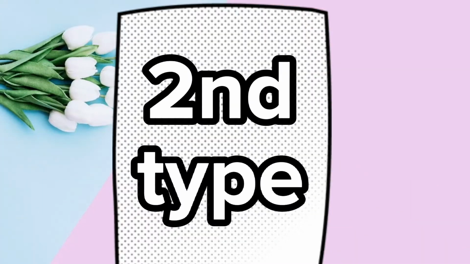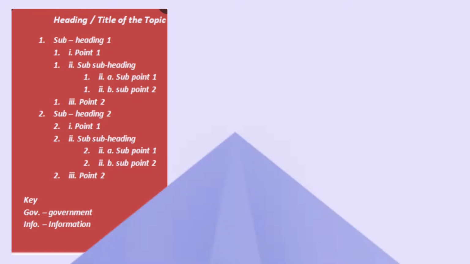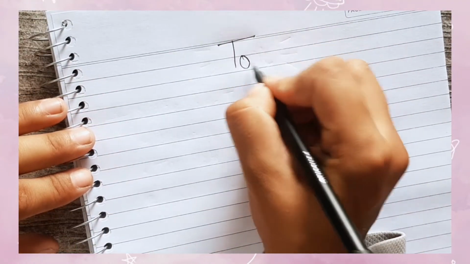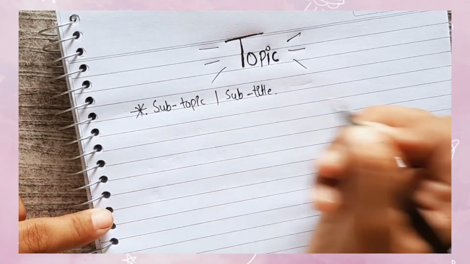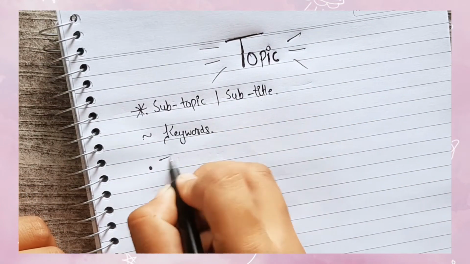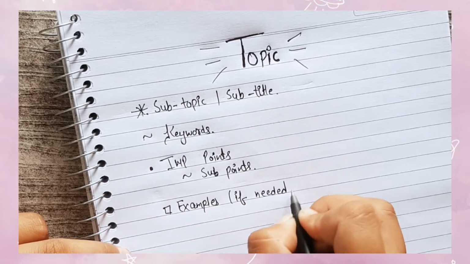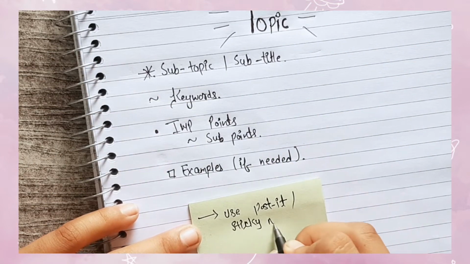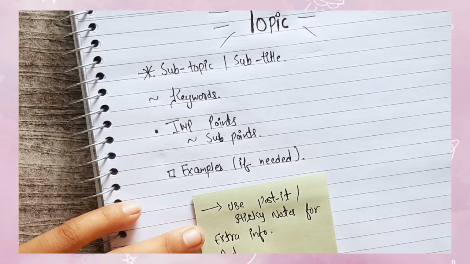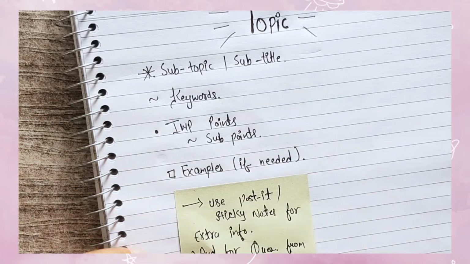Now let's come to the second method, which is list format. For history and political science like subjects, list format works pretty well. Now how to write in list format? First you have to start writing with the topic or heading, and then write the subtopic, subtitle or keywords, important points and subpoints under it, and examples if needed. Then I use sticky notes or post-its for extra information or for any question from the paragraph or any important points.